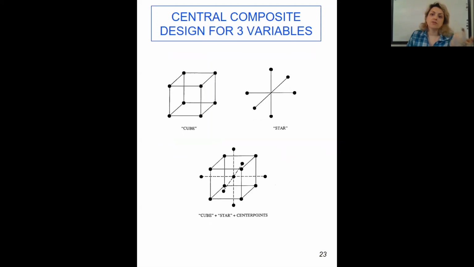Okay, this is for 3 variables. For 3 variables, we're going to have a cube, right? So we had something like this before. Each of these corners is going to be our factorial runs. And we add the star or axial runs. We had this example a few slides before, maybe 10 slides ago. And then we just add them together, combine them. It's going to be cube plus star plus center points. We call it central composite design.